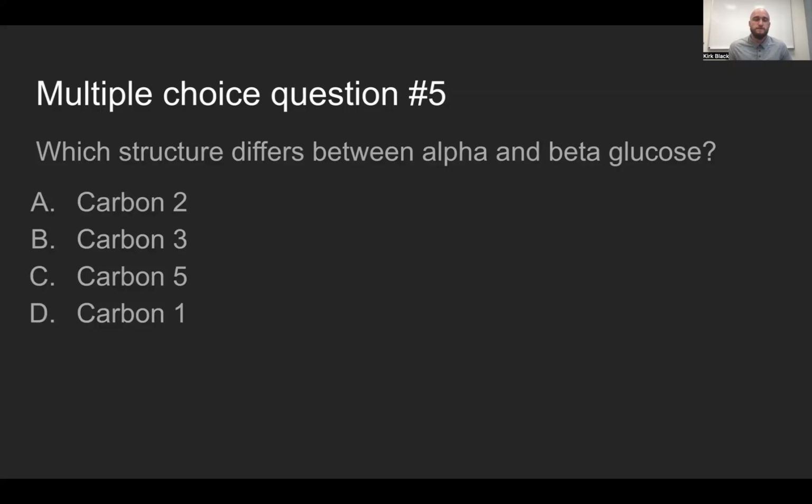Multiple choice question number 5. What structure differs between alpha and beta glucose? A, carbon 2, B, carbon 3, C, carbon 5, or D, carbon 1? If you said D, you'd be correct. Because remember the anomers. Anomers are due to a change in the anomeric structure. Anomeric meaning carbon 1. And carbon 1 is what you first count on the chain whenever you're counting your longest carbon chain. Thus meaning it is D.